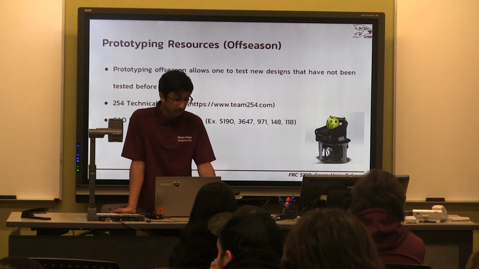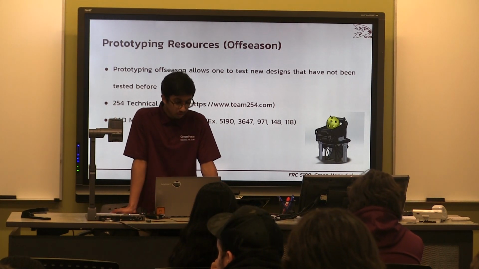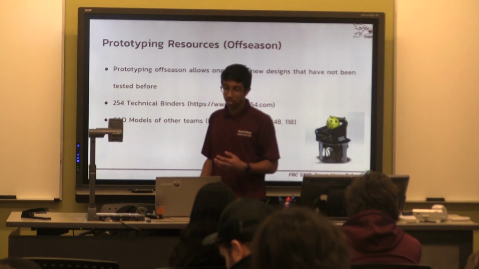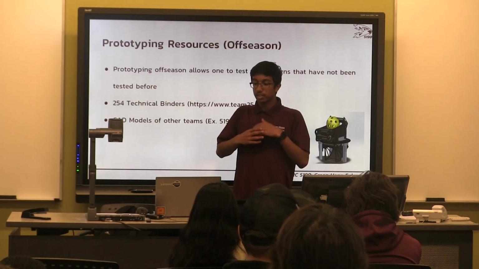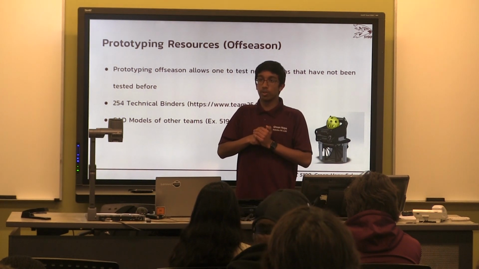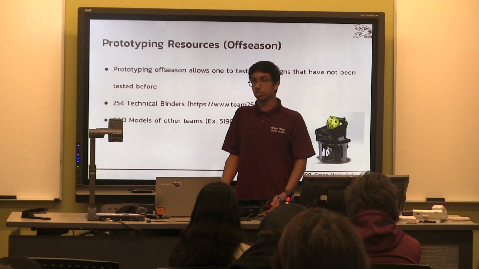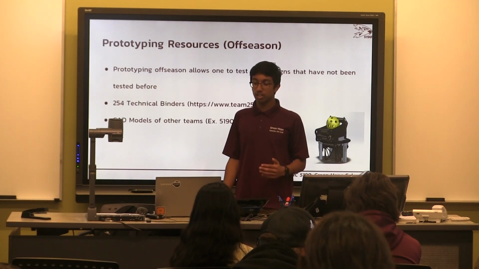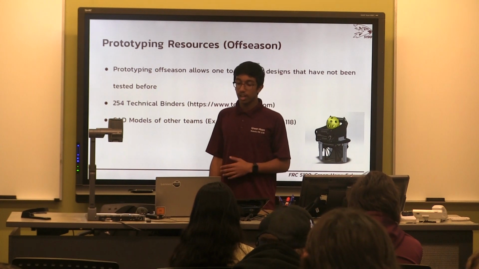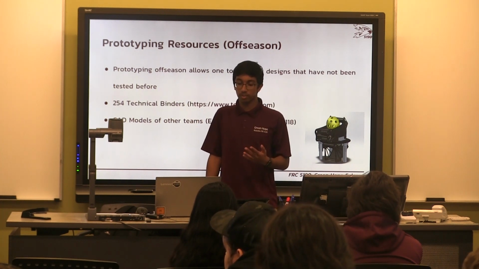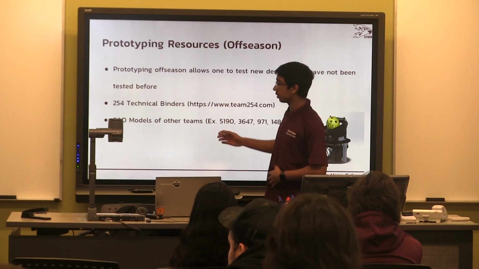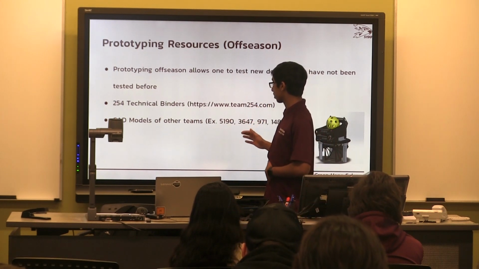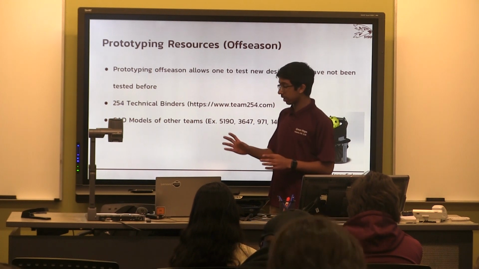Here are some prototyping resources for off-season. During the off-season, you can test designs that your team hasn't done before. So if you're thinking about maybe switching to a swerve drivetrain, you don't want to prototype that during the build season. You might want to look at that during off-season instead. And ways you can find inspiration for such mechanisms are looking at 254's technical binders, which are very detailed. They have a lot of good pictures of their robots so that you can look at how exactly they're built.